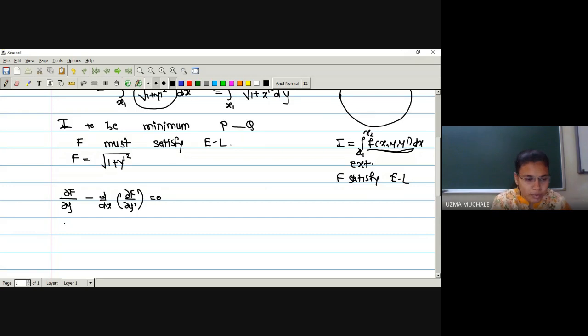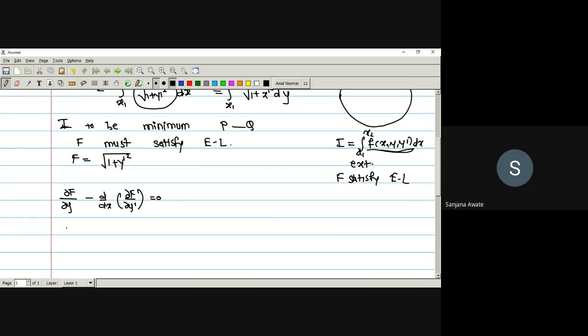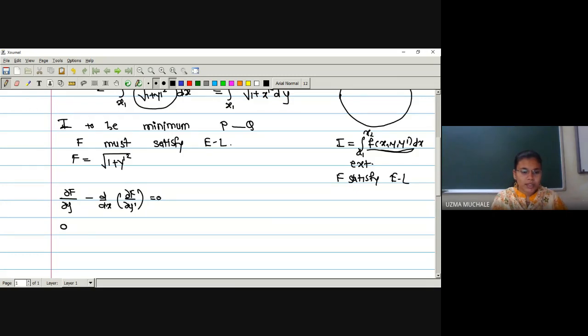Can anyone tell me what is the value of dou f by dou y? 0. Why is it 0? Because there is no term of y in the function f, minus d by dx of f with respect to y dash.